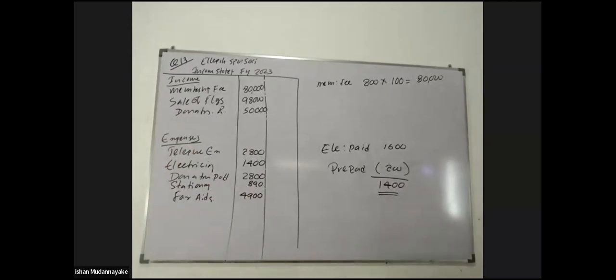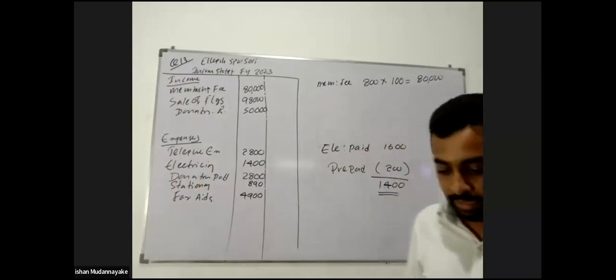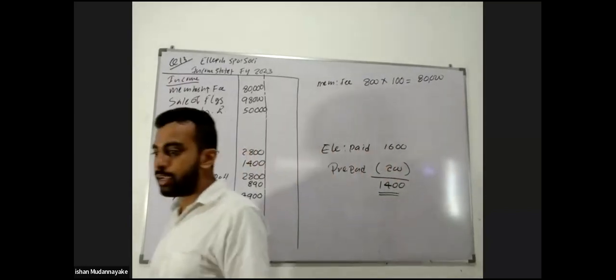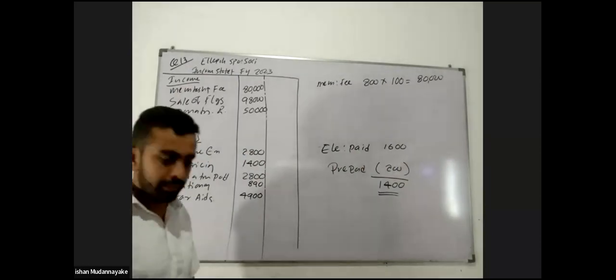What is the cash balance given for the? No. In the income statement, the opening cash balance we can record anywhere. In the income statement, we record only income and expenses. That is not an income. Okay, right.